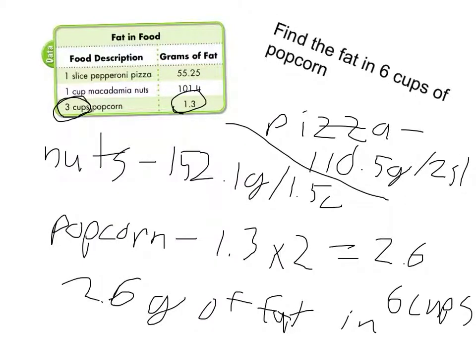This is a bit tricky. Since we need to find the fat in 6 cups of popcorn and 1.3 grams of fat are in 3 cups of popcorn, we need to multiply 1.3 by 2, which is 2.6. So there are 2.6 grams of fat in 6 cups of popcorn.